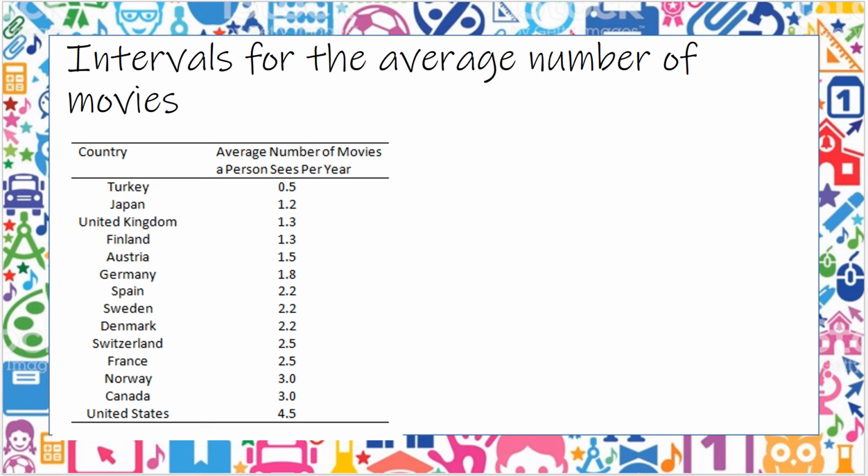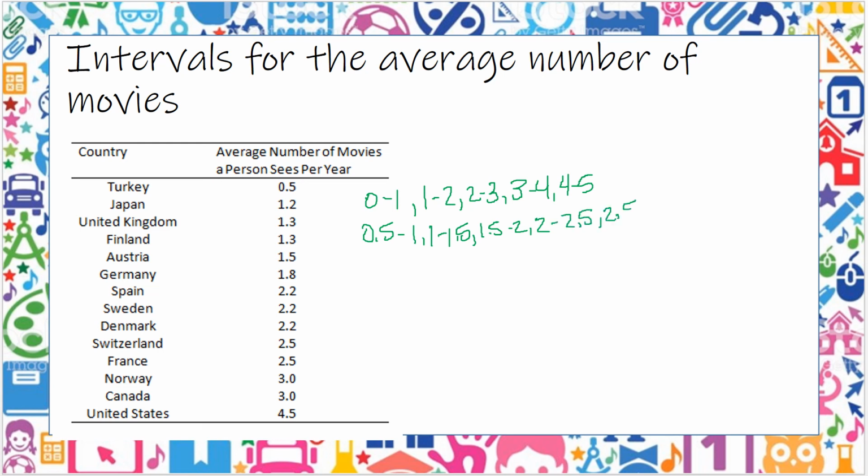Okay, intervals for the average number of movies. So if I was going to draw a histogram, I would split these into small intervals. So I want to look and see what my best course would be here. And I could say, okay, I want to do 0 to 1, 1 to 2, 2 to 3, 3 to 4, and 4 to 5. I could do that. If I wanted more intervals, I could say 0.5 to 1, 1 to 1.5, 1.5 to 2, 2 to 2.5, 2.5 to 3, 3 to 3.5, 3.5 to 4, and 4 to 4.5.